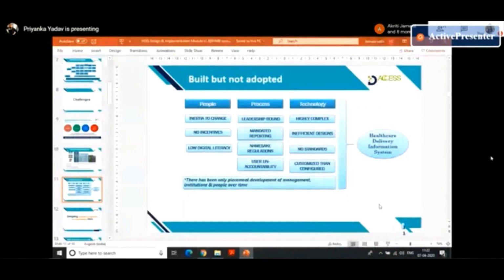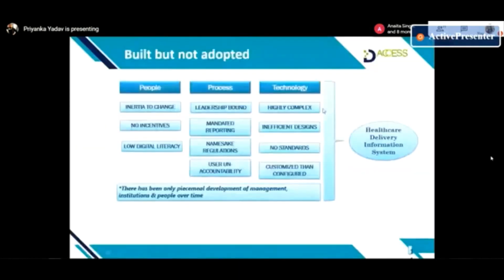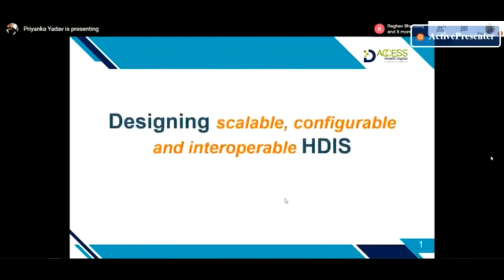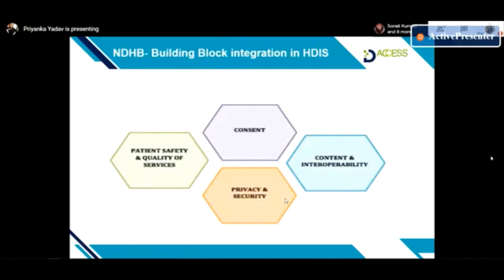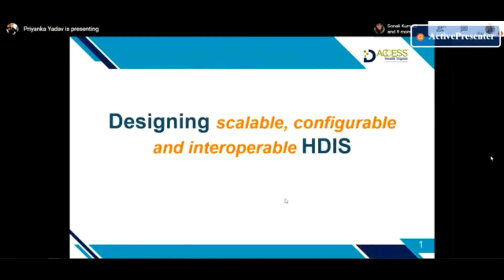Yeah. Similarly, technology-wise, they again built, not adopted. It's simple. Again, it's highly complex, inefficient designs, no standards in place, and they are more customized and configured. So how to design scalable, configurable, and interoperable HDIS? This is where NDHB came into the picture: how will you be able to design a configurable HDIS which also interoperates.